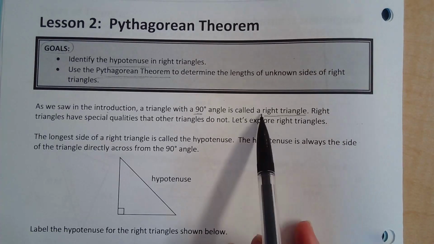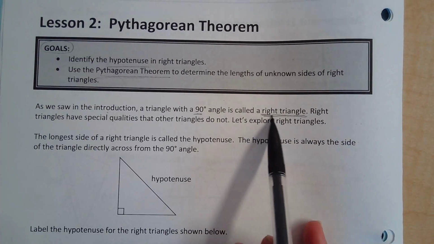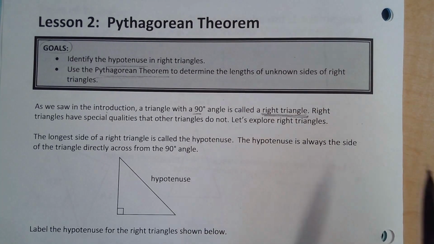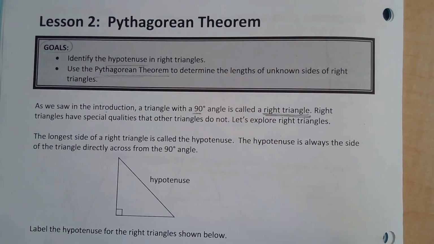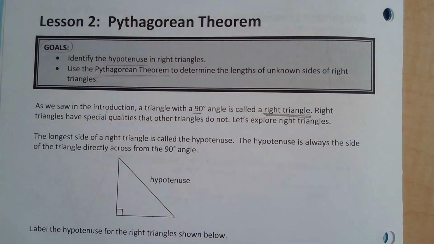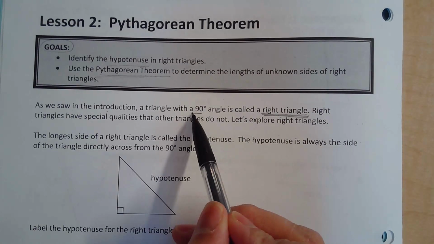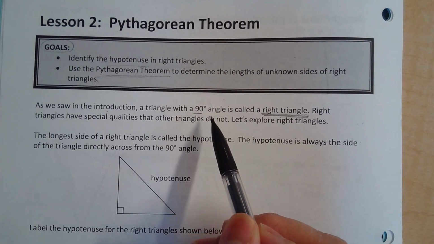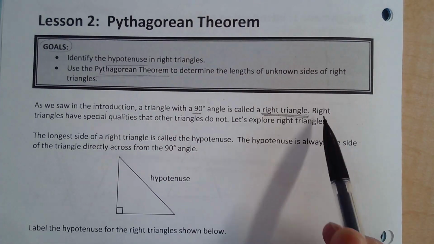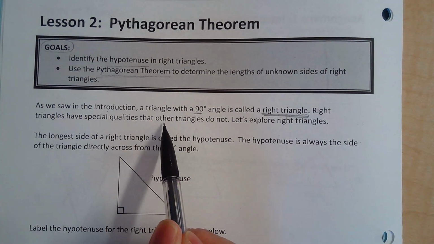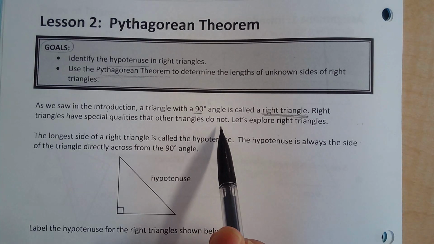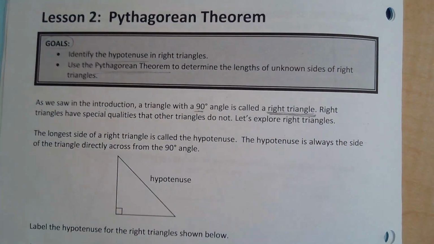As we saw in the introduction, a triangle with a 90-degree angle is called a right triangle. So in the next few lessons, we're going to focus on right triangles. A lot of those questions involve a right triangle, and a right triangle has one 90-degree angle in it. Right triangles have special qualities that other triangles do not, so we're going to explore this part here.